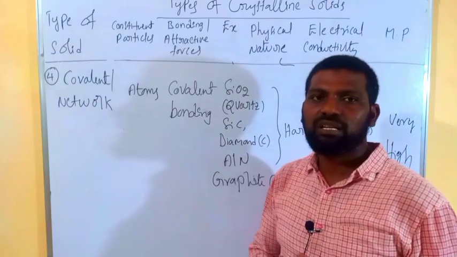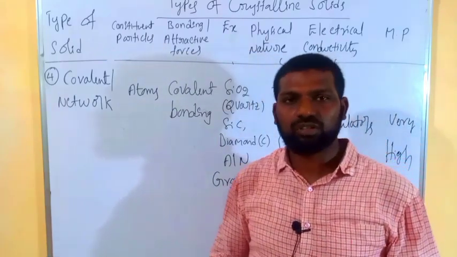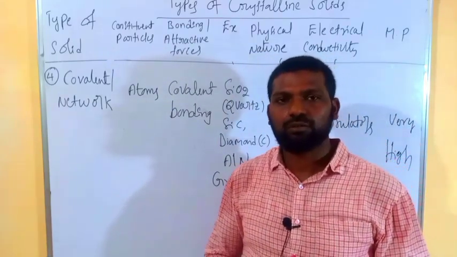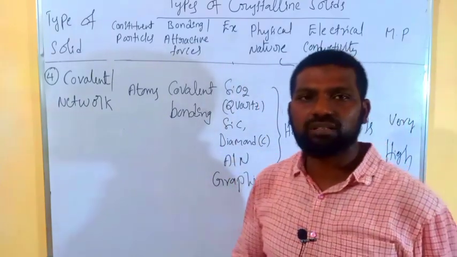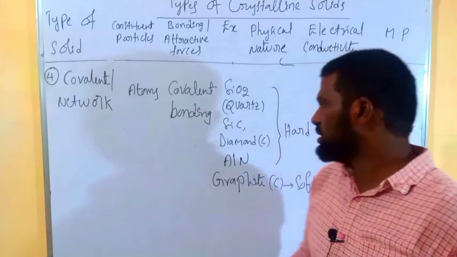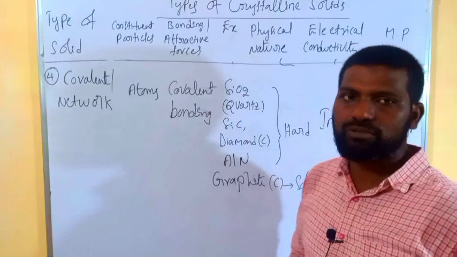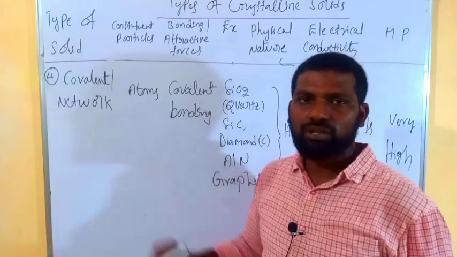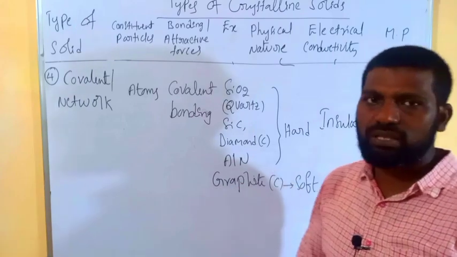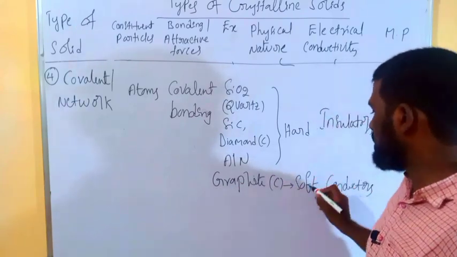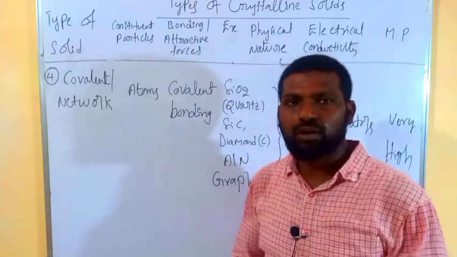They have a three-dimensional network structure. Most of them have a giant molecular structure or polymeric structure. So they are very hard. You know that diamond is the hardest material in the world. Even silicon carbide, quartz, aluminum nitride, these are the best examples for covalent or network solids. Whereas here graphite is an exceptional case. Graphite is soft. Though it is a network solid, it is soft in nature.